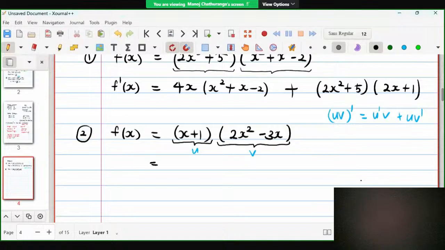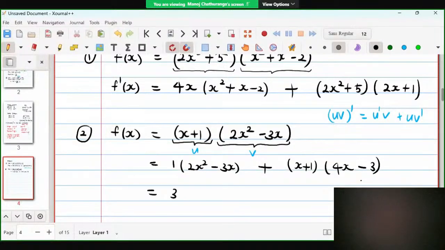Differentiate the first term, the derivative of x plus 1. It is a line with slope 1, so its derivative is 1. So 1 times 2x squared minus 3x, plus, now let's keep the first factor and differentiate the second factor. Derivative of 2x squared is 4x, minus the derivative of 3x, which is 3. If you want, you can simplify.